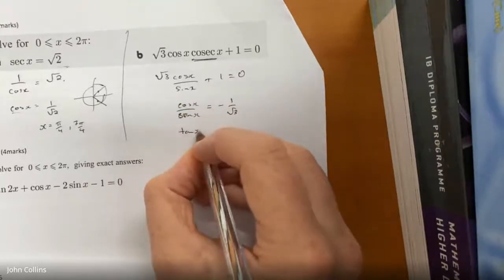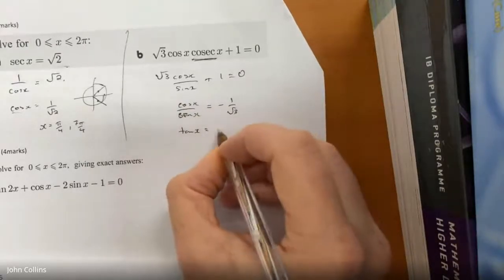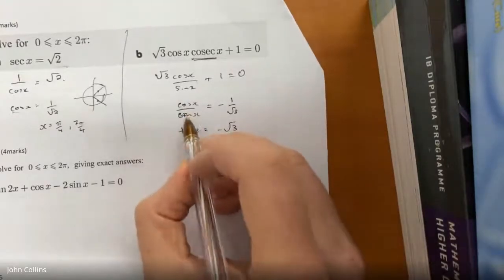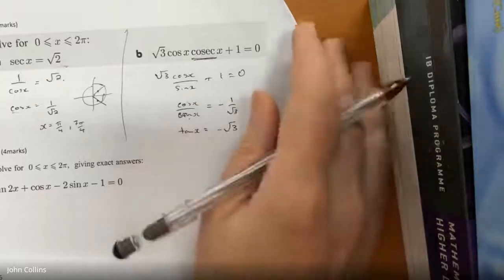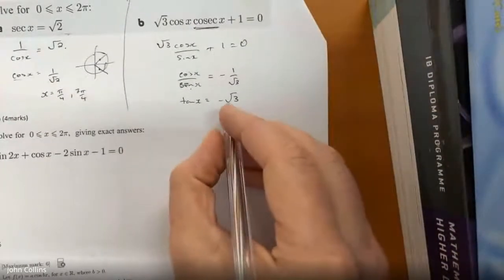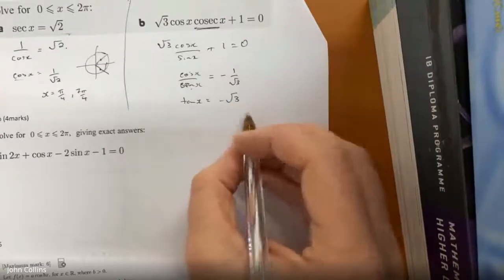The reciprocal of that is going to be tan x. This is going to be minus root 3. So it's cos over sine. So sine over cos would be the other way around. So it's root 3 over 1. Now this is one of our known ones.